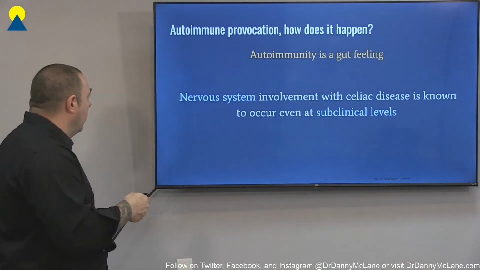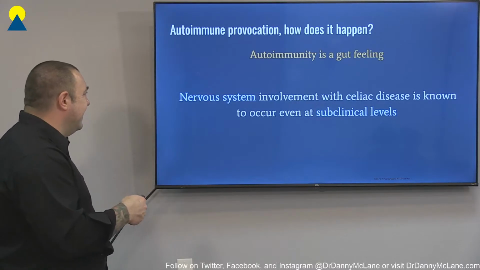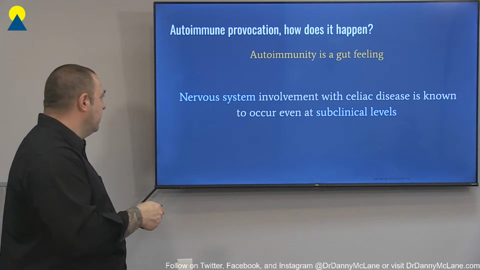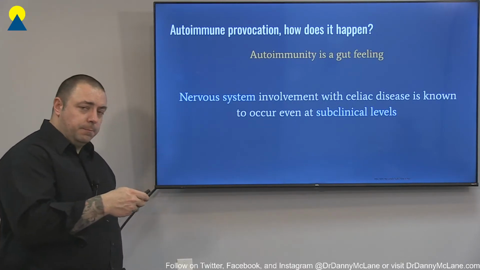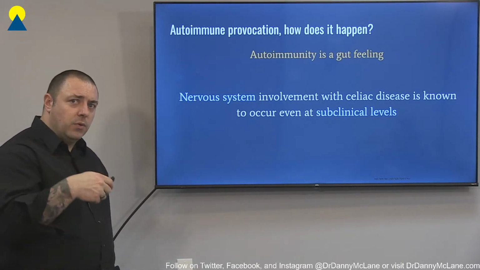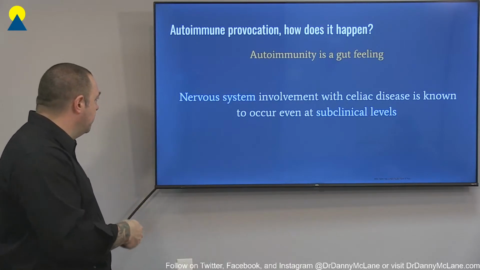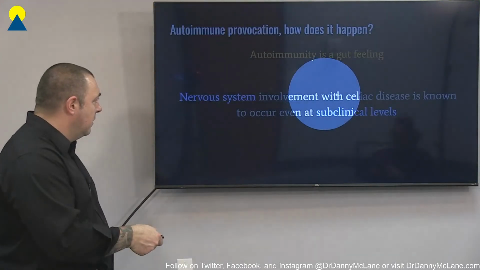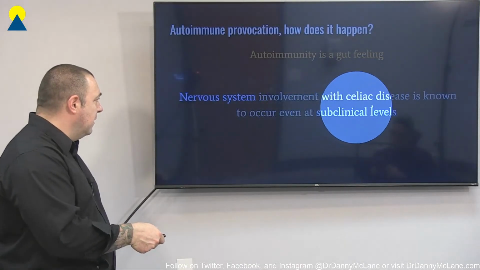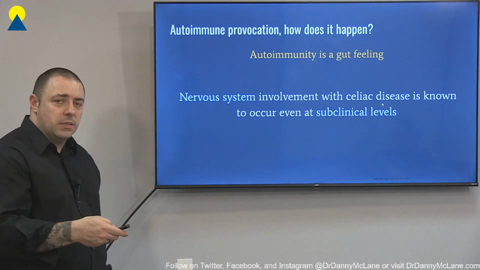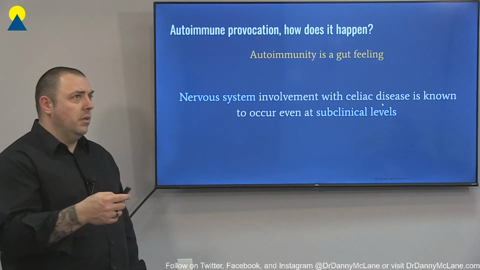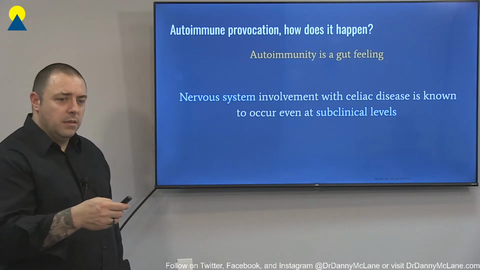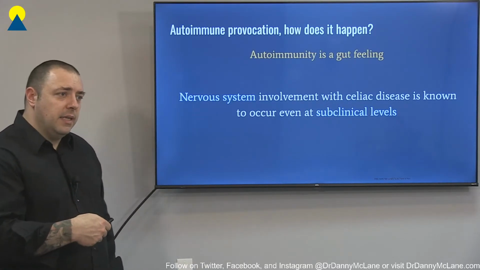Okay, so nervous system involvement with celiac disease is known to occur even at subclinical levels. So your nervous system, brain, spinal cord, stress, those kinds of things. And it happens with celiac disease even at subclinical levels. That means it's something you won't notice. I heard a statistic somewhere in the range of 84% of the people diagnosed with celiac disease did not know they had it. So most people that have celiac don't know they have it.